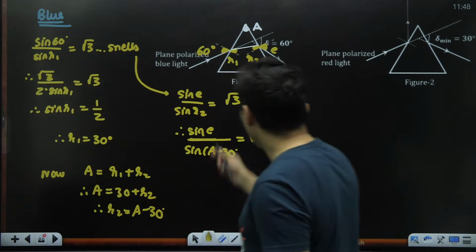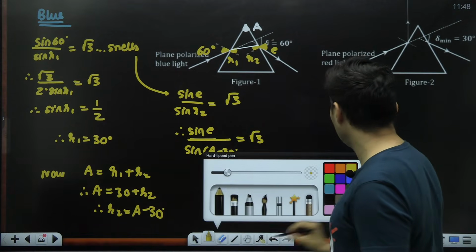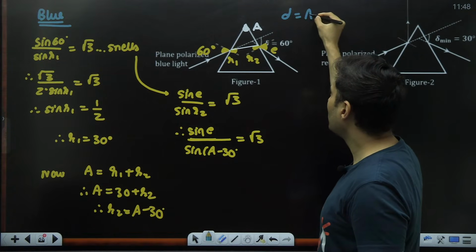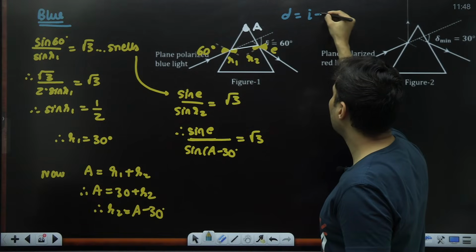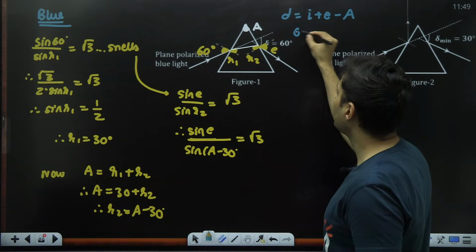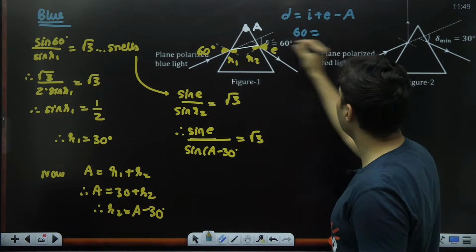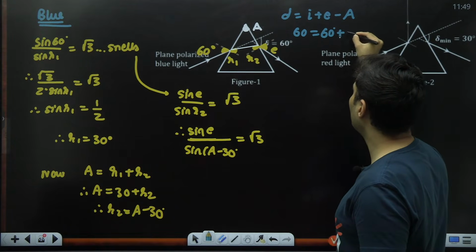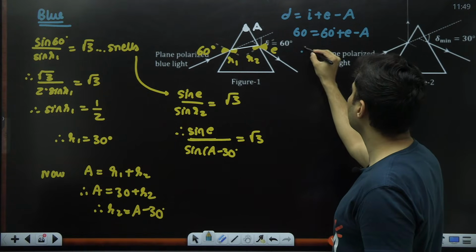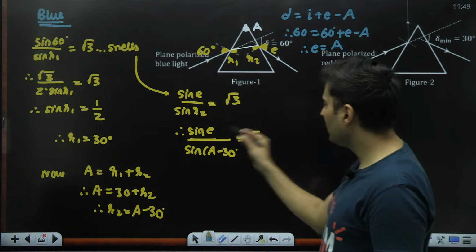Now, I need to do something about this E, guys. For that, this delta is given to me. And delta, I know, is nothing but I plus E minus A. Delta is 60. Incident angle, I think we wrote it as 60 degree. Emergent angle, I don't know, minus A. So rearranging this, 60-60 cancels. So I am getting E as A. Oh my God. E and A are the same thing.